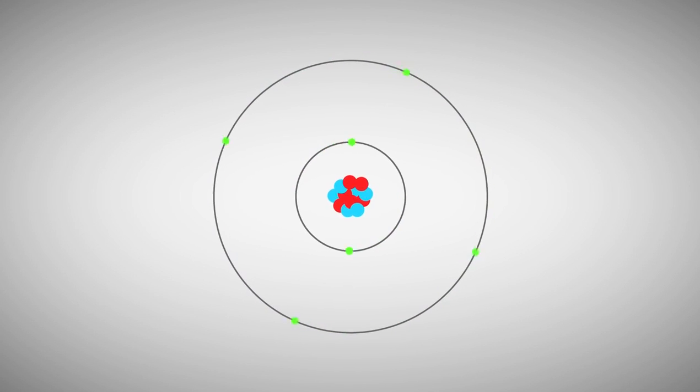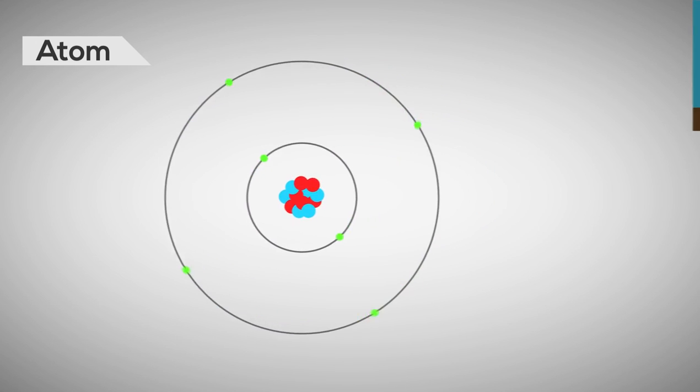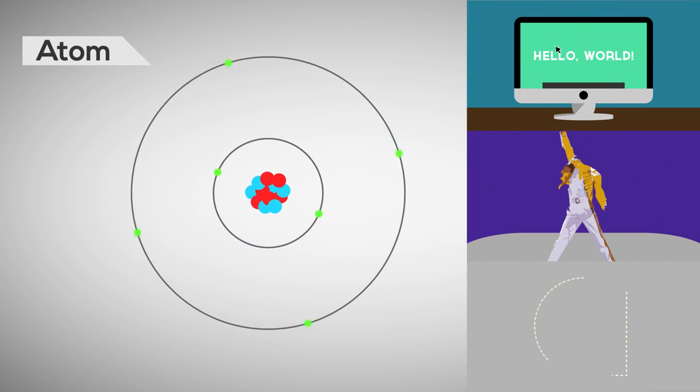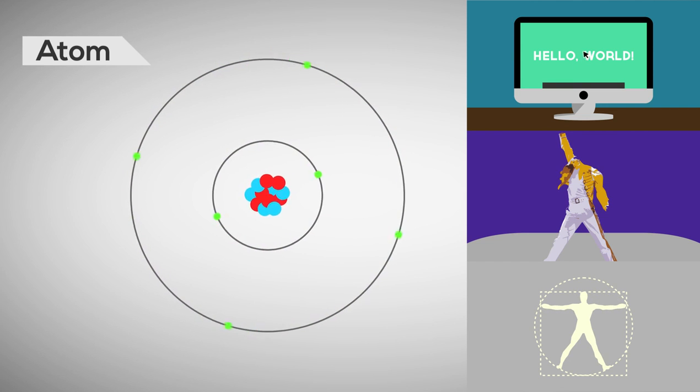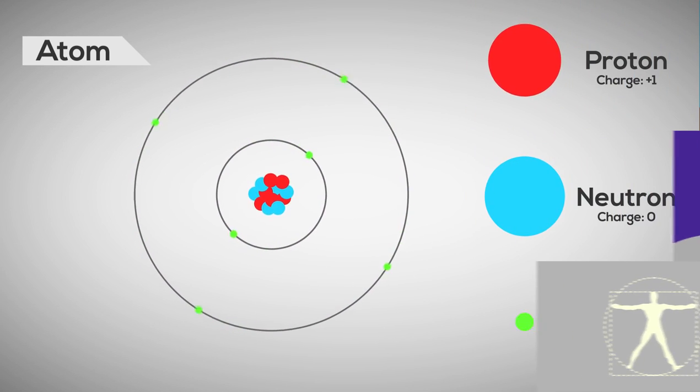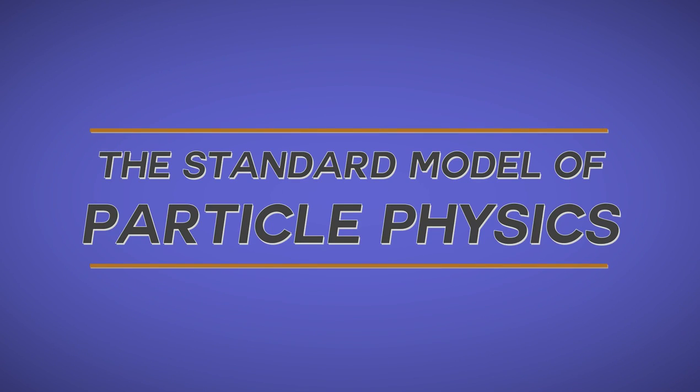In rudimentary science, you've learned that there are particles called atoms that compose everything, including the screen, your clothes, and your body. However, as you got older, you learned that atoms are made up of protons, neutrons, and electrons. But what are those made of? The standard model of particle physics gives an answer to this question.